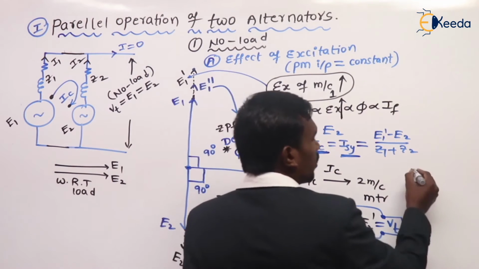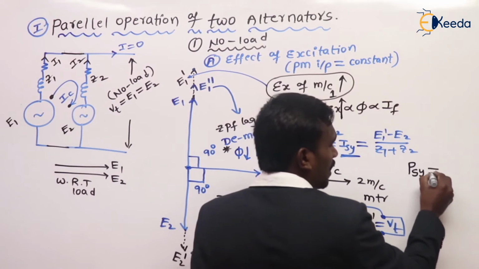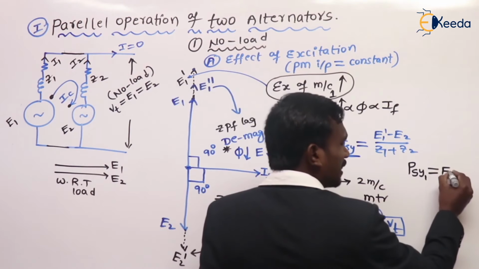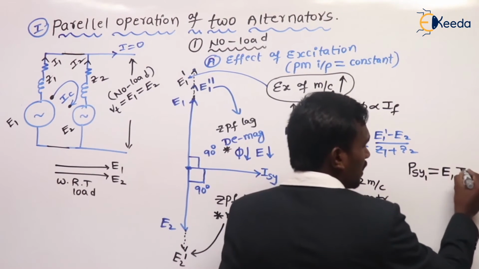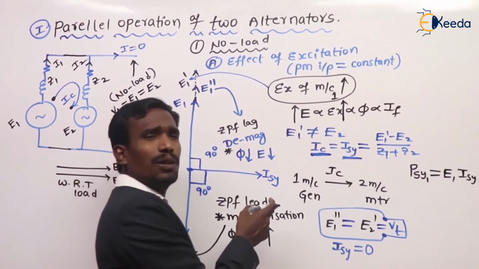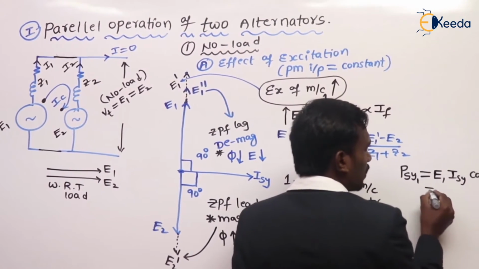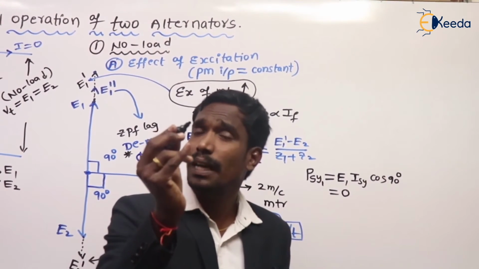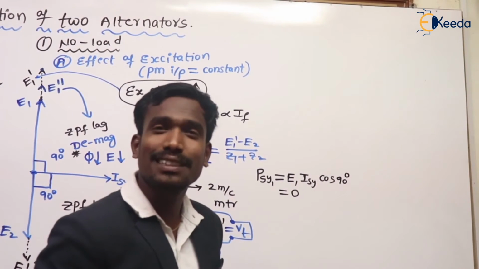Let's check the synchronizing active power of machine 1. Generally, P is nothing but VI cos phi. What is V? For example, E1. And what is I? ISY, cos phi. What is the angle between E1 and ISY? The angle is 90 degrees. So the PSY is 0, nothing but when the disturbance is from the excitation side, the synchronizing active power is 0.